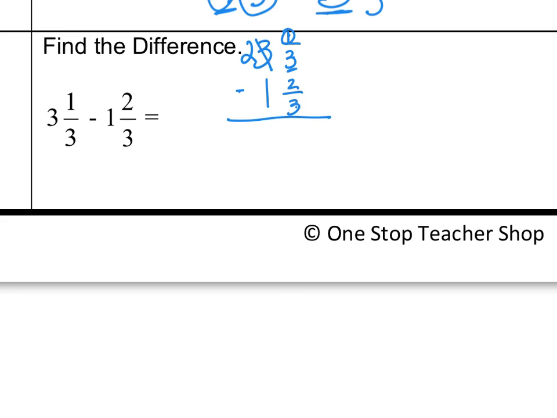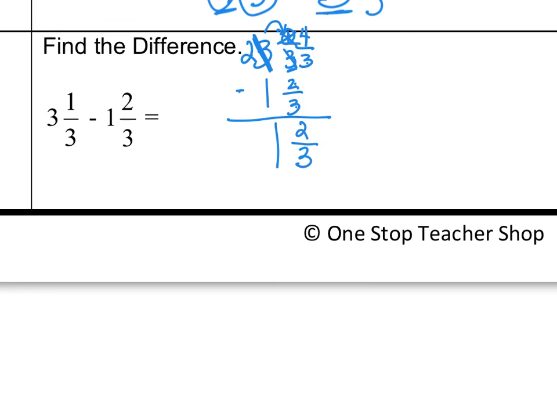And a whole in thirds is 3/3. I'm going to add that 3/3 that I just borrowed over to the 1/3. So 3/3 plus the 1/3 I already had gives me 4/3. Now I can subtract. So we're really looking at 4/3 here, okay? 4/3 minus 2/3. That's like saying 4 pieces minus 2 pieces still equals 2 pieces. The size of the pieces, they are thirds. And 2 minus 1 is 1.